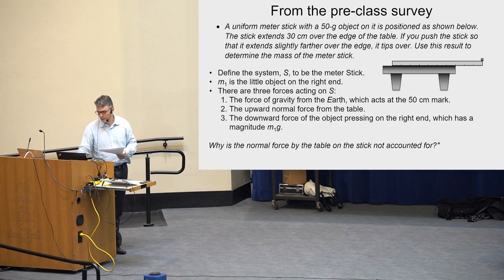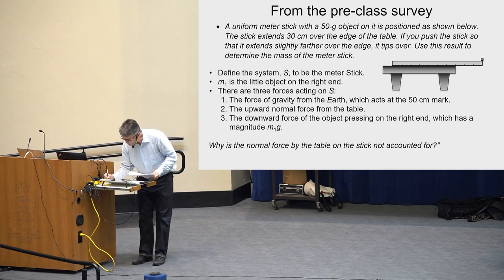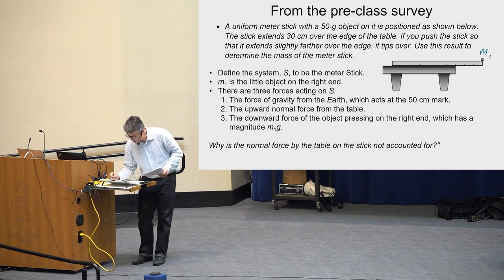A uniform meter stick with a 50-gram object on it is positioned as shown below. The stick extends 30 centimeters over the edge of the table. If you push the stick so that it extends slightly farther over the edge, it tips over. Use this result to determine the mass of the meter stick. So you define the system to be the stick, S. M1 is the little mass over here that's sitting at the end. That's the 50-gram object. M1 equals 50 grams.